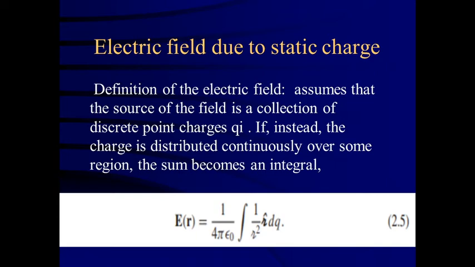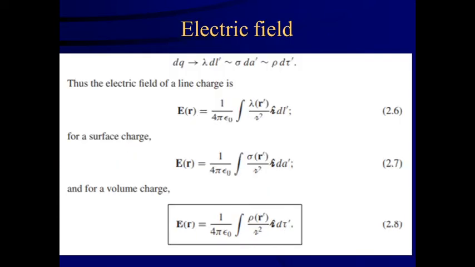The integration of 1 upon R square R caret dq. Now, what is dq? dq is the small amount of the charge, which can be equal to lambda dl', sigma dA', or rho d tau'. What is this? Lambda is nothing but the linear charge density, charge per unit length.